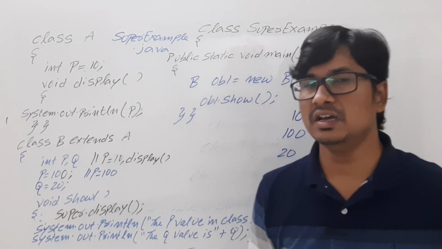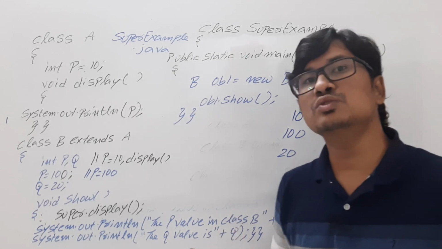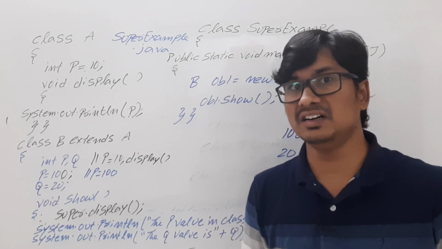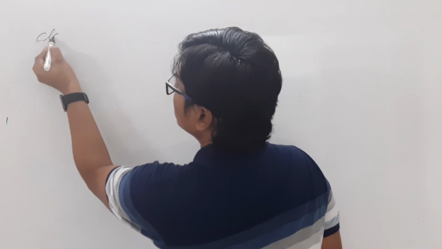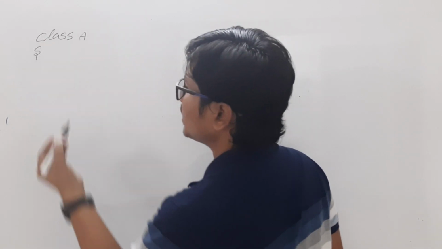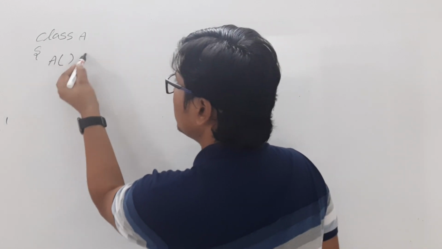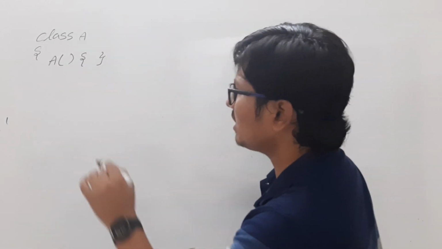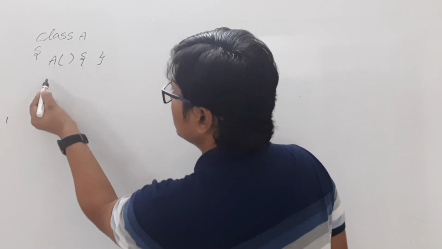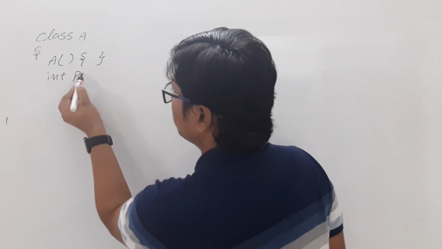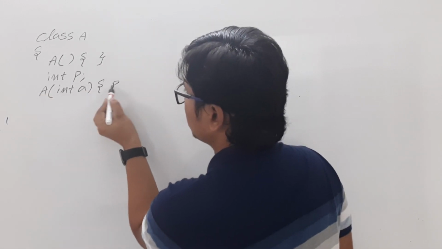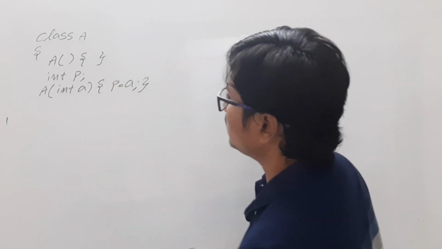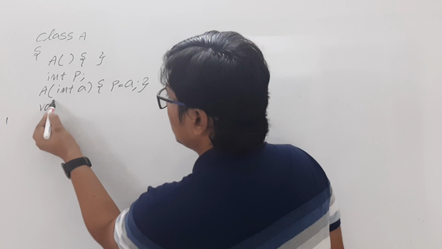in the child class. Now, using the super keyword, we can also call the superclass constructors. Let me write the program. I will define a class A, which is the parent class. Inside class A, I will take one default constructor. I will write the entire program, then discuss it for you. Then I will declare a variable called p, and take a parameterized constructor and write p is equal to a. And then I will write a display method.